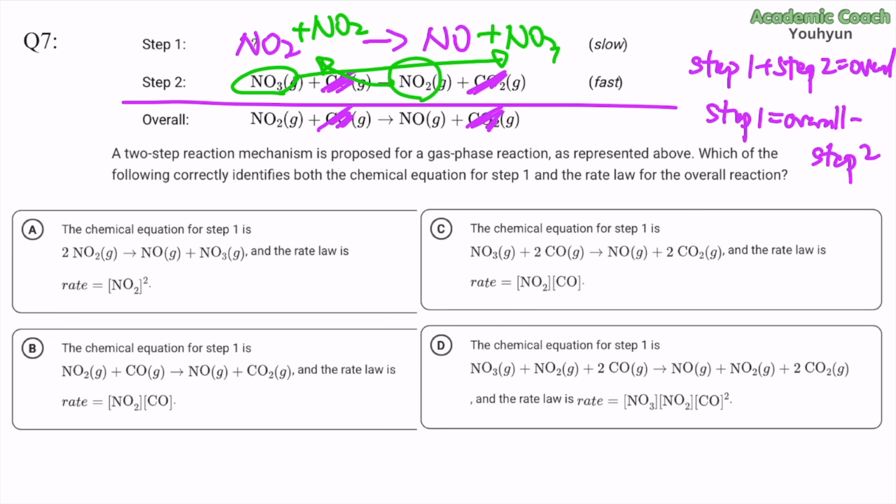So based on this chemical equation for step one, I could conclude that A is the correct one. 2NO2 produces NO and NO3. And based on that, since step one is the slow step, while step two is fast, step one is the rate determining step. So the molecularity of the step one chemical equation should give the rate law, which is NO2 squared.